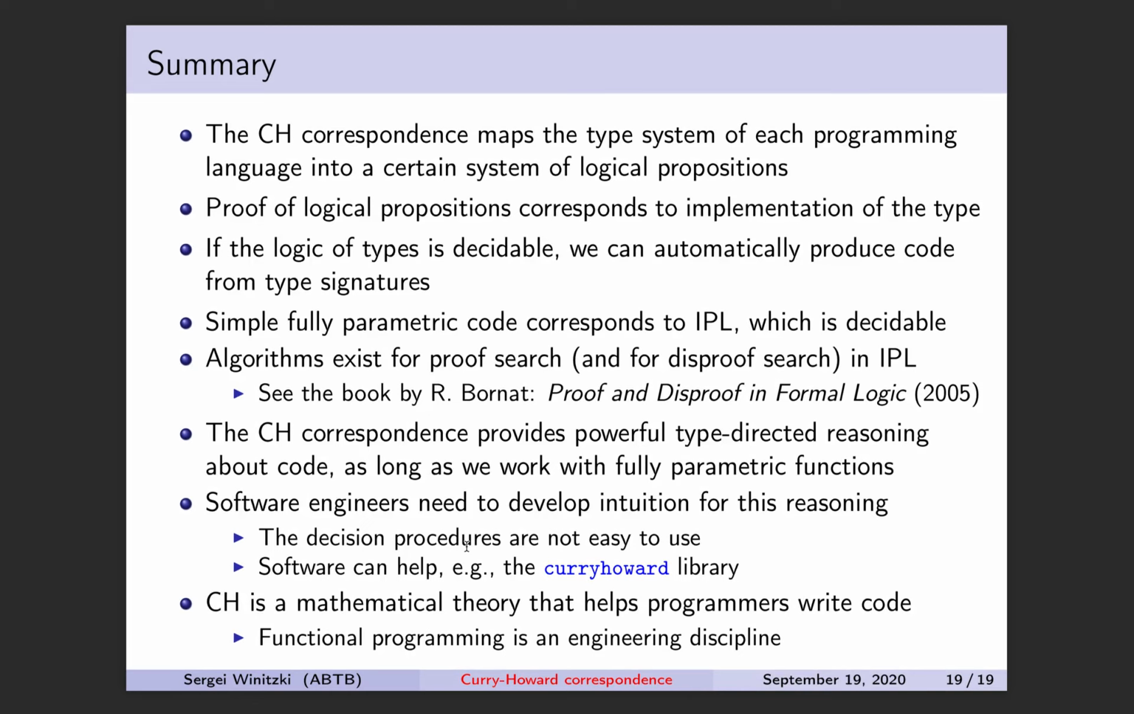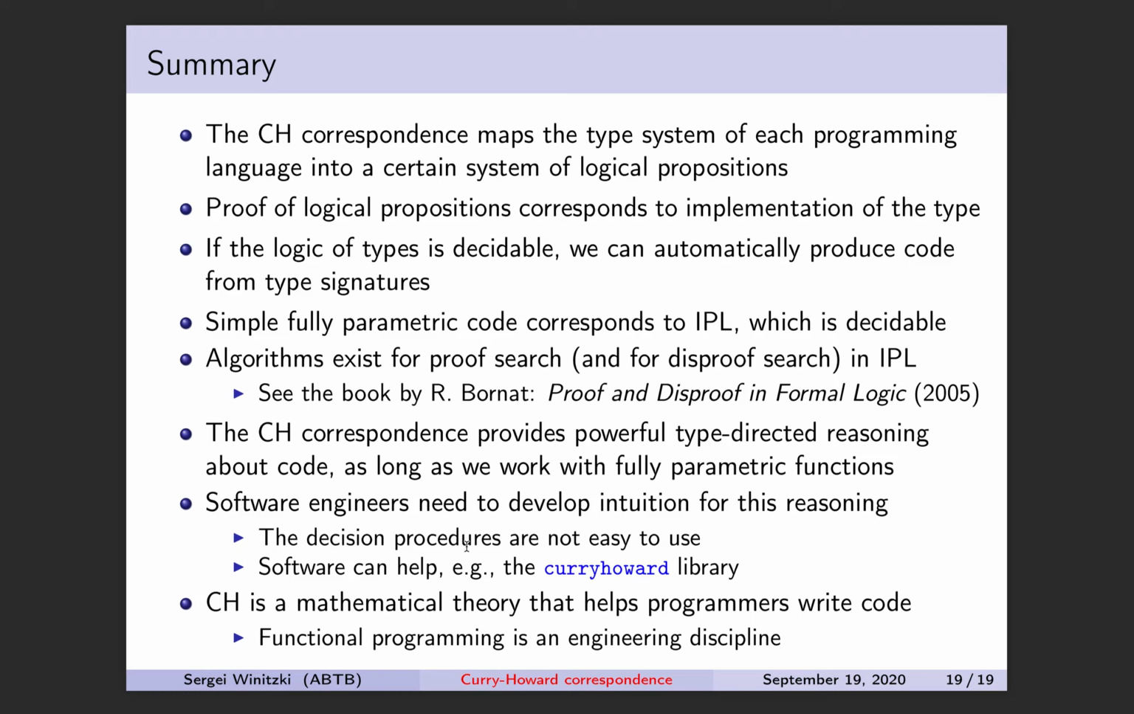The Curry-Howard correspondence maps the type system of a programming language into a logic, or a system of logical propositions and derivation rules. The proofs of these logical propositions exist only when you can implement the type, and there is a one-to-one correspondence between implementations of the type, in other words, code that has the type that you want, and proofs of those propositions. Each implementation gives you a proof, and each proof gives you an implementation.